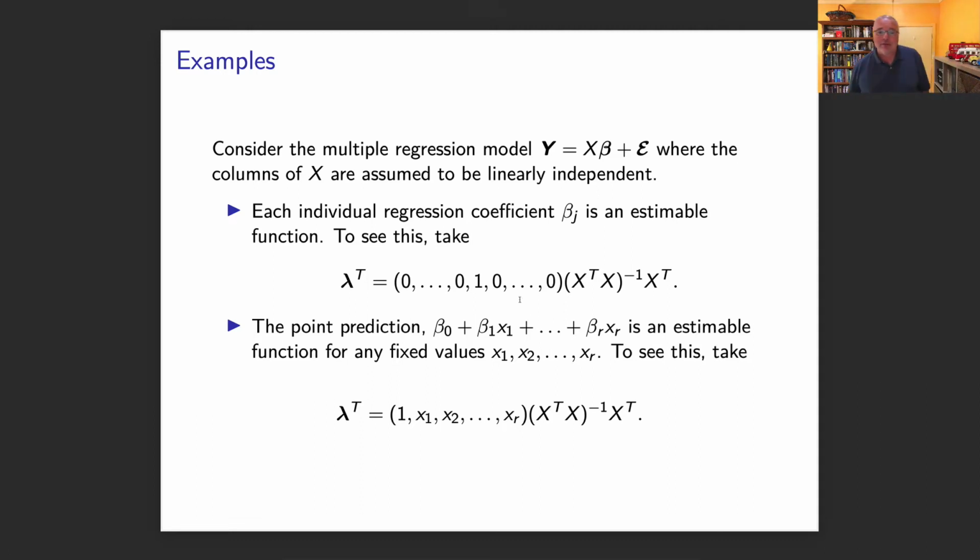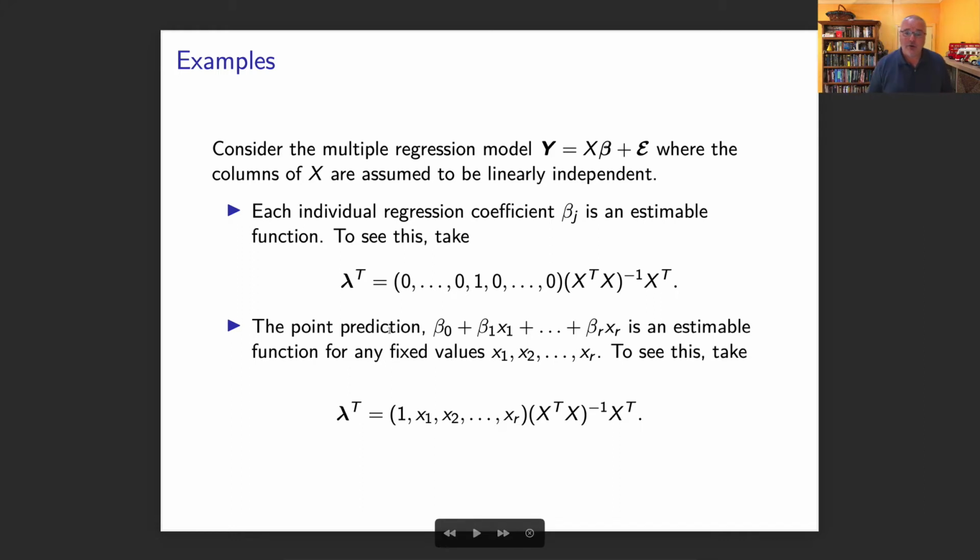So if I had a lambda transpose that started off with a vector of zeros everywhere and 1 in the jth position, and then I multiply that by x transpose x to the minus 1 x transpose, here's my lambda transpose. If I multiply that by x beta, what would be returned is beta j. So this lambda gives me beta j. That is what I would like to estimate, and then obviously, what's the best way of estimating it.